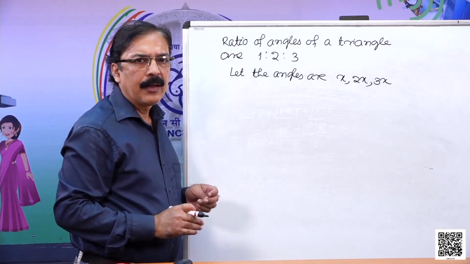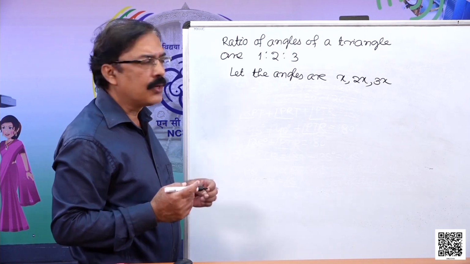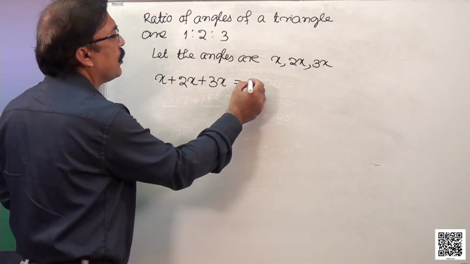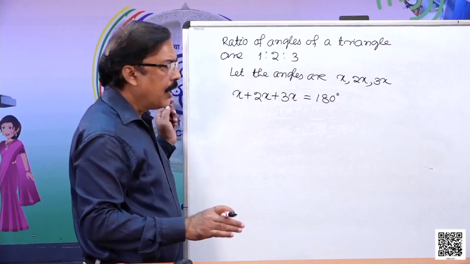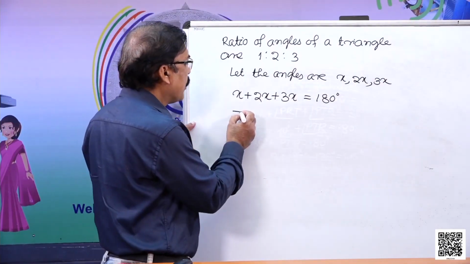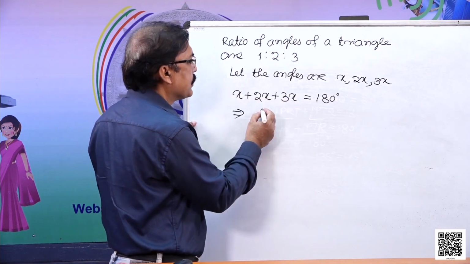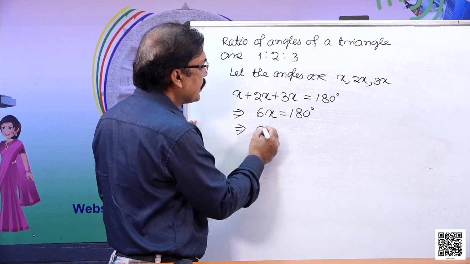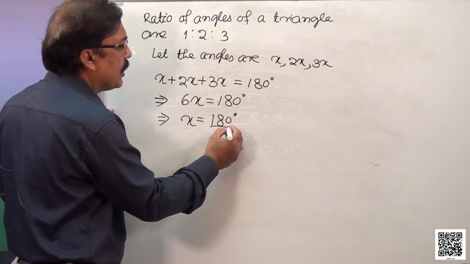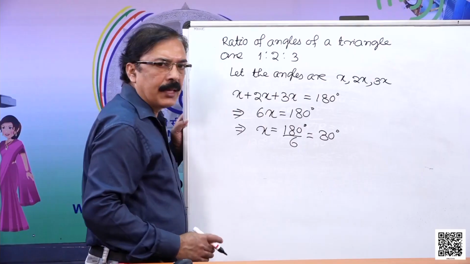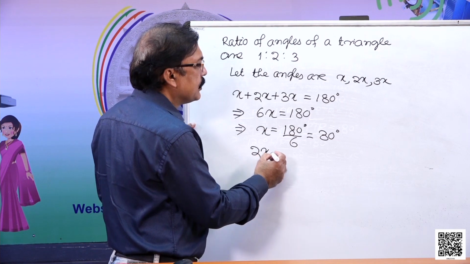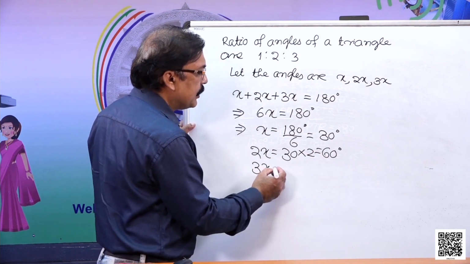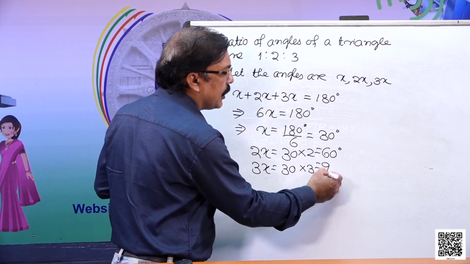If these are the magnitude of three angles, then their sum x plus 2x plus 3x is equal to 180 degree by angle sum property of triangle. This gives x plus 2x, 3x plus 3x, 6x is equal to 180 degree. That gives x is equal to 180 degree by 6, that is 30 degree. If x is 30 degree, then 2x is equal to 30 into 2, that is 60 degree, and 3x is equal to 30 into 3, that is 90 degree.